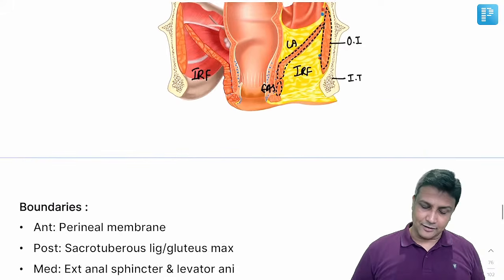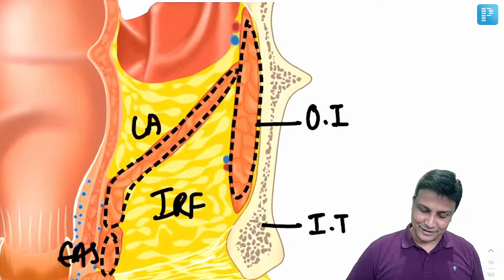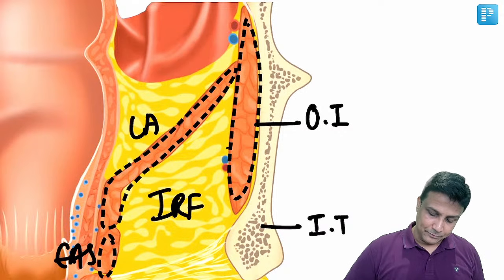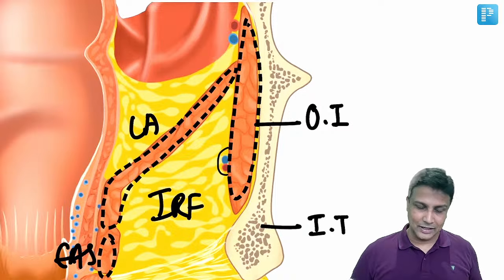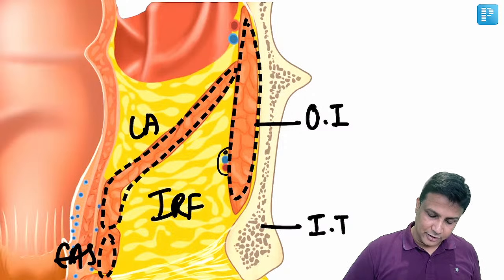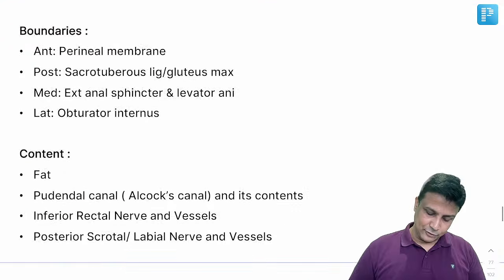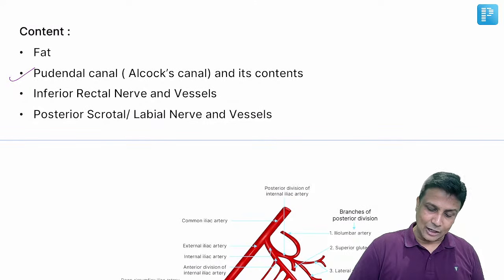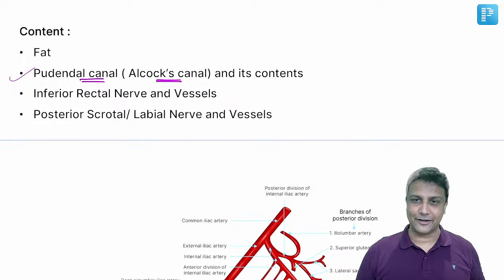Now, what is the content? Of course, you're able to see it is filled with fat here. Apart from the fat, if you look carefully, on the lateral wall here, you'll be able to appreciate one canal, and this canal here will be the pudendal canal, also known as Alcock's canal. In this pudendal canal, there will be the pudendal nerve, and the pudendal artery and veins, the internal pudendal artery and vein. So in the contents, you'll also have the pudendal canal, that is also referred to as what, guys? Alcock's canal. And it will consist of what? Pudendal nerve along with the internal pudendal artery and vein.